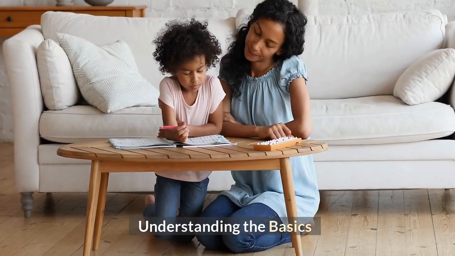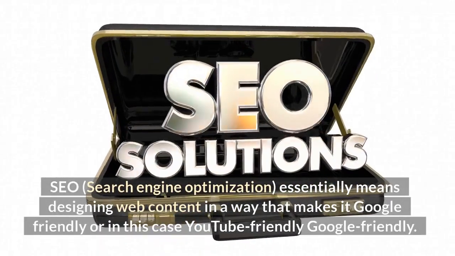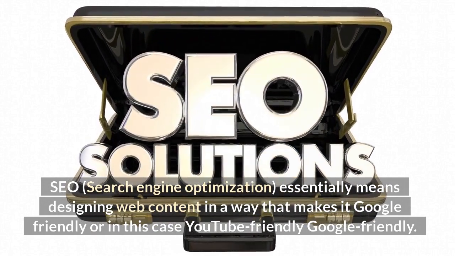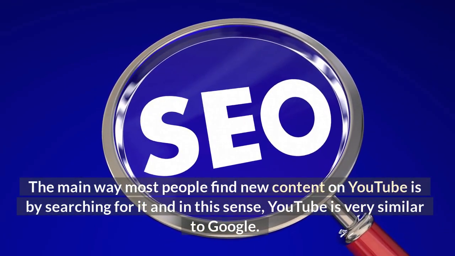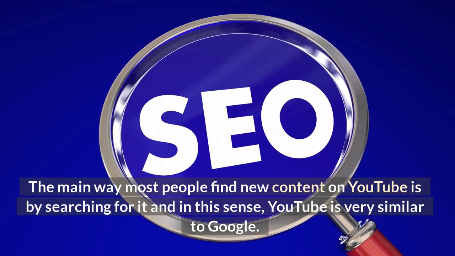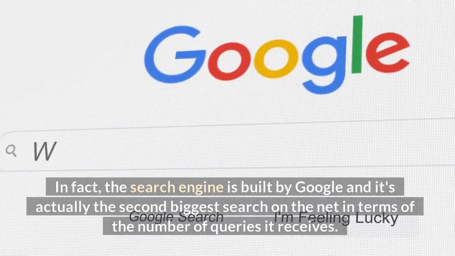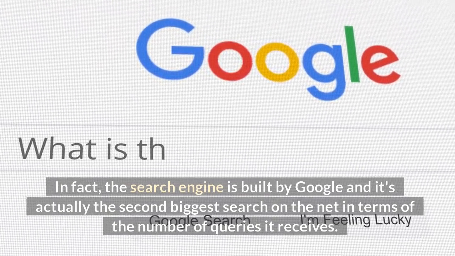Understanding the basics. SEO, search engine optimization, essentially means designing web content in a way that makes it Google-friendly, or in this case YouTube-friendly. The main way most people find new content on YouTube is by searching for it, and in this sense, YouTube is very similar to Google. In fact, the search engine is built by Google, and it's actually the second biggest search on the net in terms of the number of queries it receives.